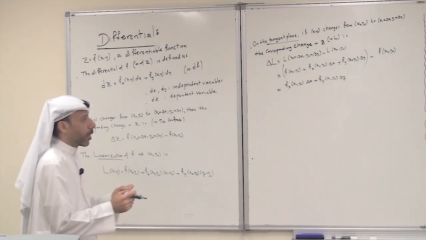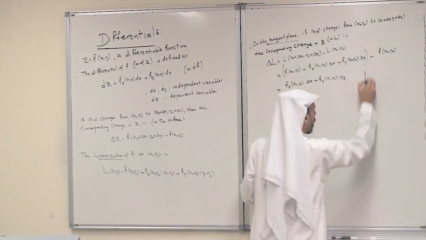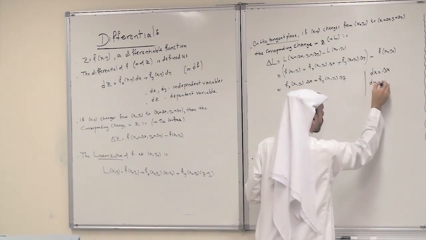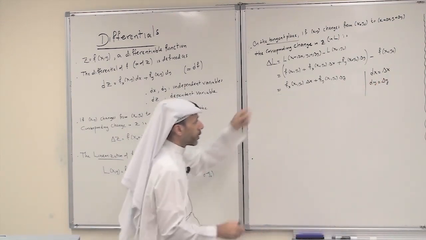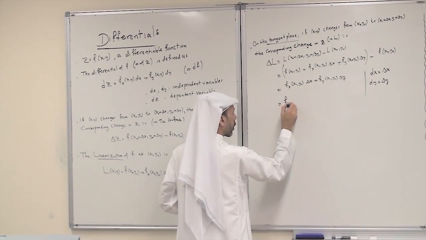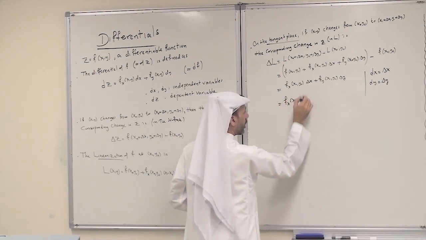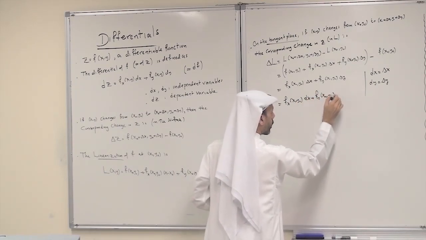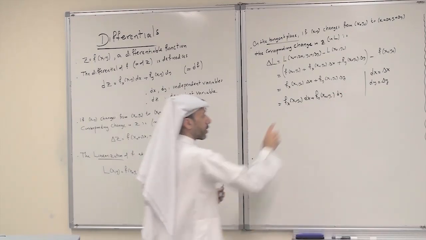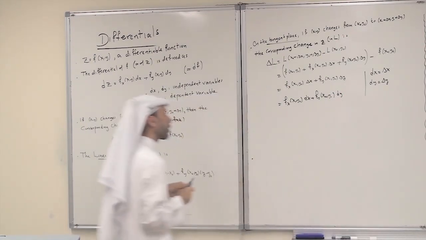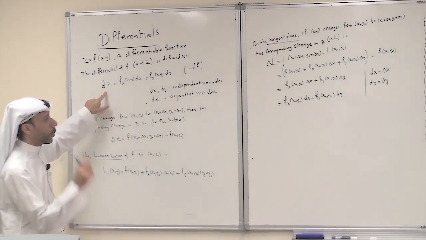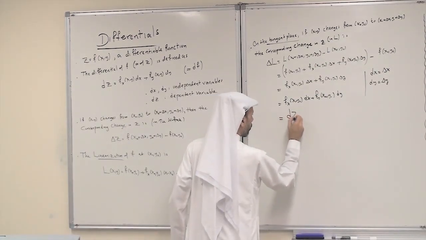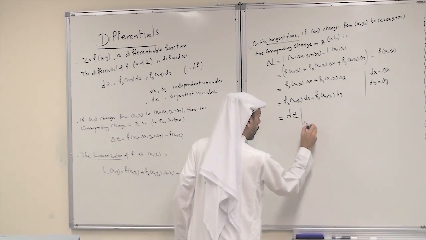Now delta x and delta y. For the differentials, I will always choose dx to be delta x and dy to be delta y. So in this case I will get f sub x at x0, y0 times dx plus f sub y at x0, y0 times dy. What is this expression? It is just the differential of z evaluated at x0, y0. So this is just dz at the point x0, y0.